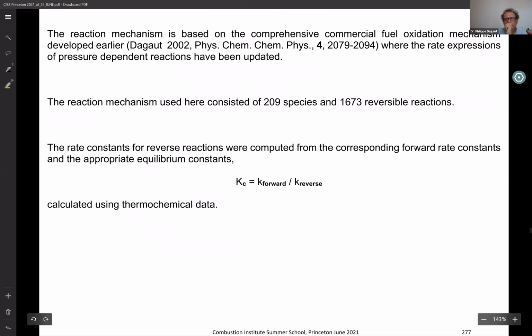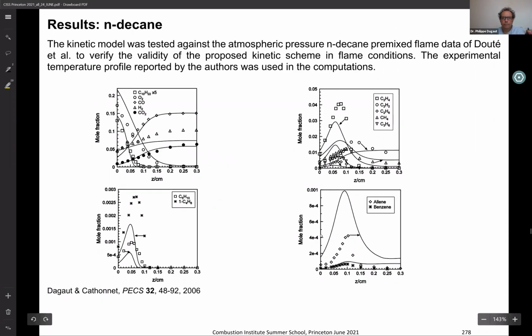In the example I will show you now, we used a mechanism which had 1,673 reversible reactions and 209 species, and again we use thermochemistry to compute the reverse rate of reaction and provided the rate constant for the forward reaction in the mechanism. So we tested it for normal decane oxidized in an atmospheric pressure flame.